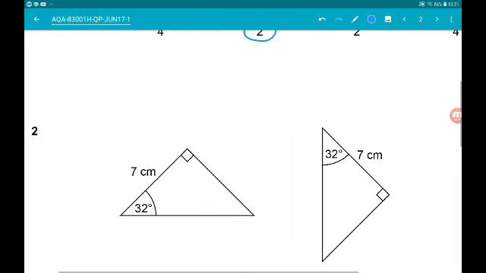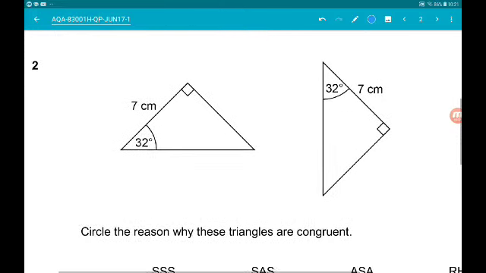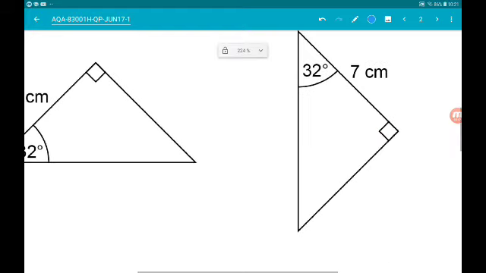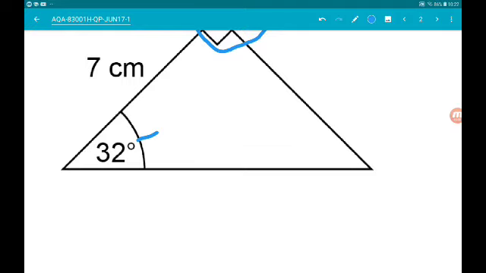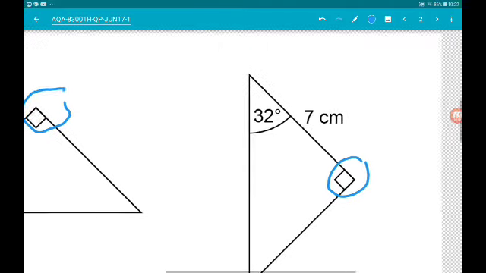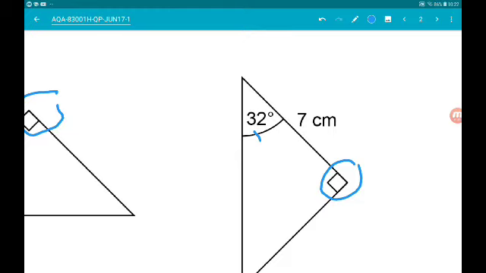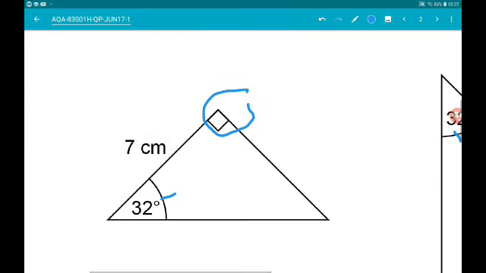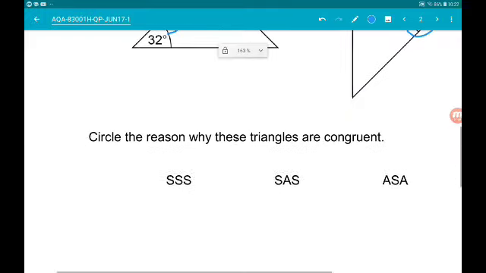79 marks to go. Okay, so question 2 wants us to circle the reason why these triangles are congruent. Congruent means exactly the same. So, let's see, we both got a right angle, so they have one similar angle. They both have an angle of 32, so they got two angles the same, and they have a common side length. So, let's have a look at our options.